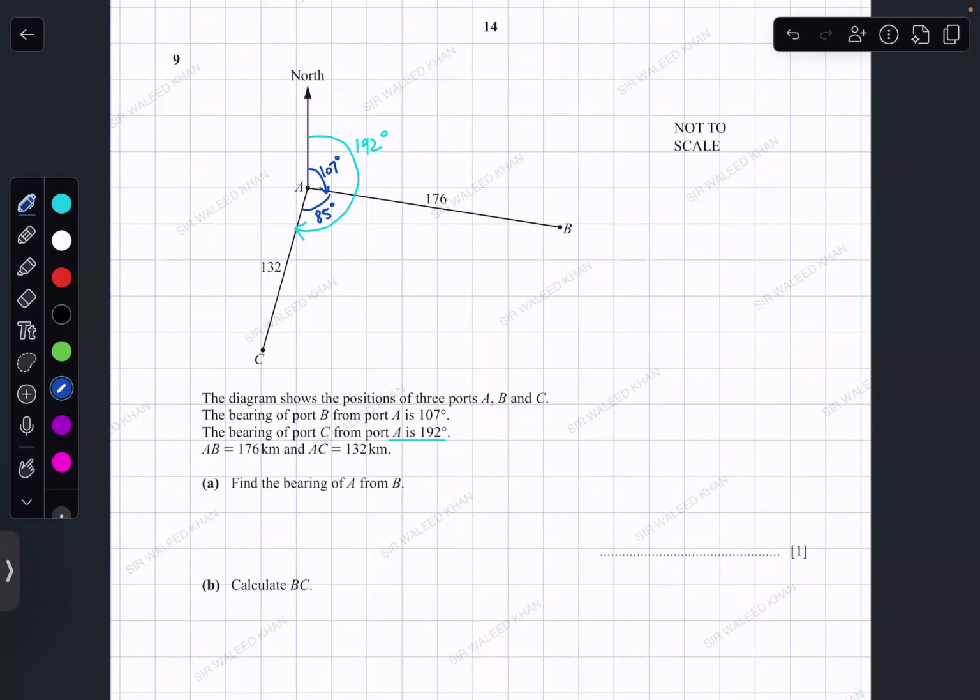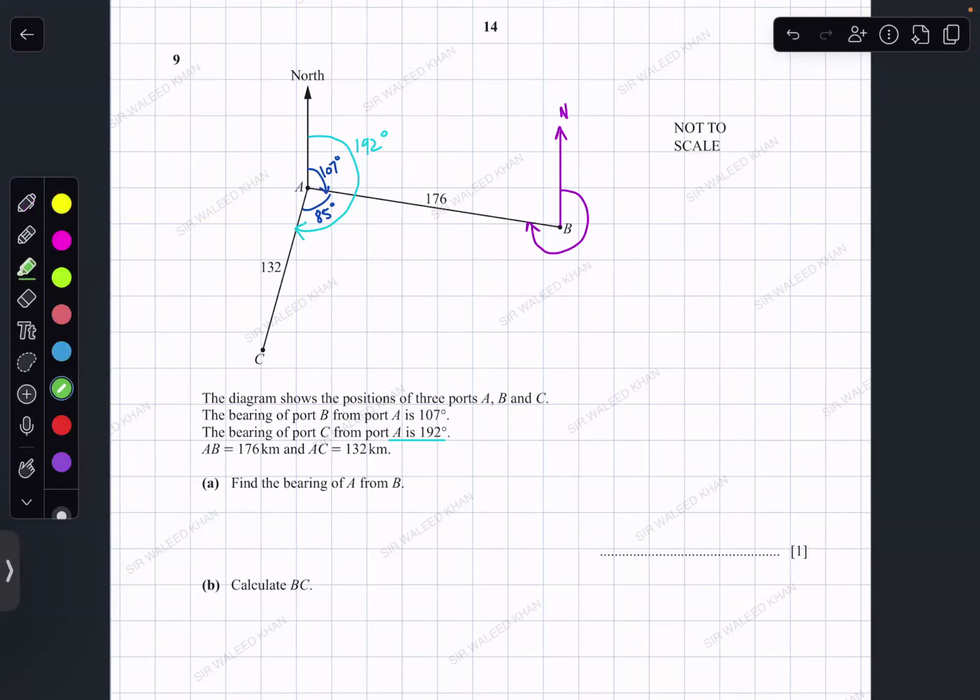Now they're saying find the bearing of A from B. A from B. That means where should we make the north? At which point? Is it on B? At B. Good. So I'll make the north at B and move in a clockwise direction till I reach this line. So that means this is the bearing which is required.